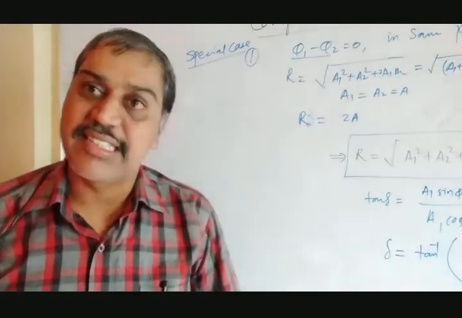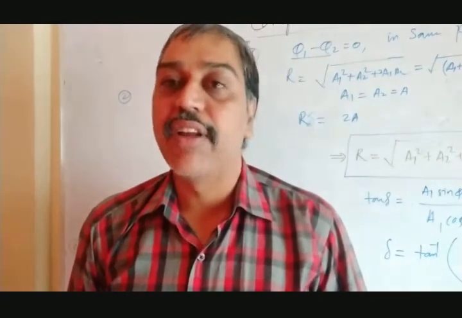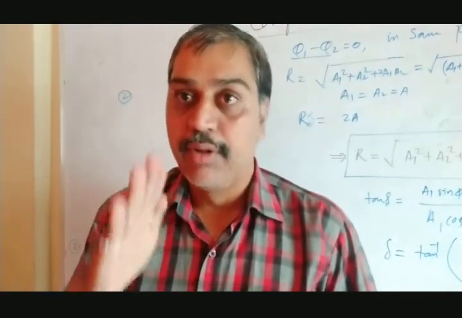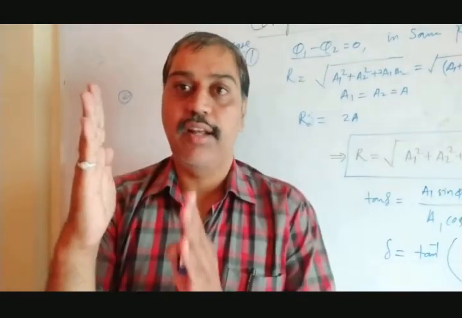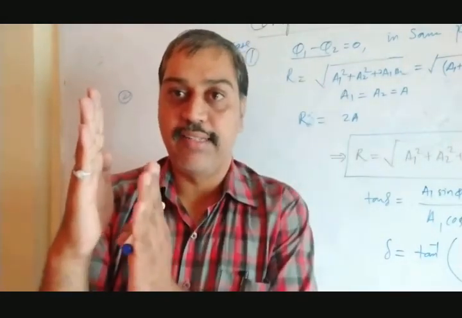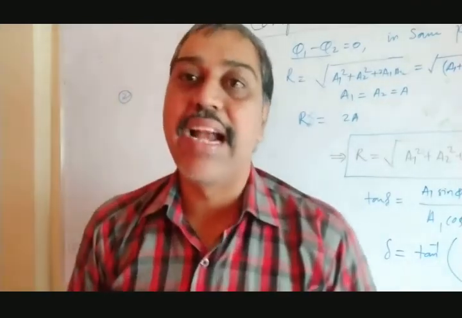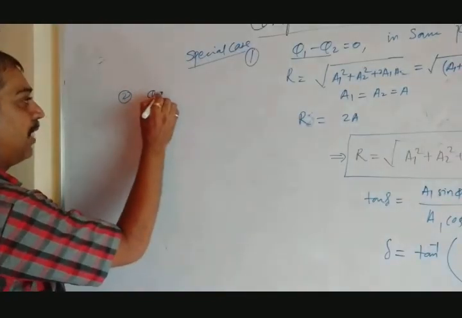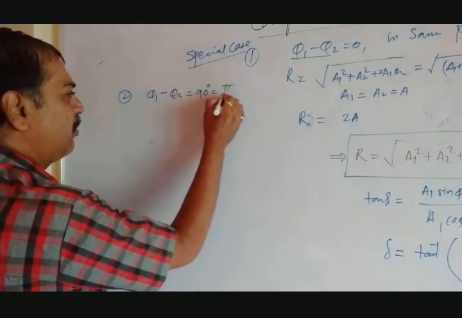The second special case says that if the two waves are such that there is a phase difference of 90 degrees between the two particles P1 and P2. Suppose the first goes here, and the second is here. It will start here. So that is a phase difference of 90 degrees. In that case, phi 1 minus phi 2 is 90 degrees, that is pi by 2 radian.